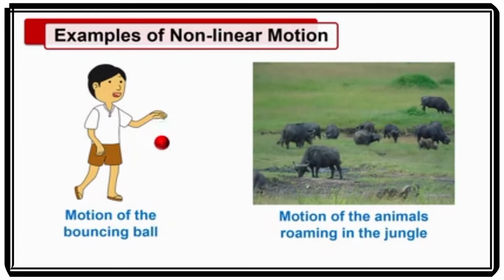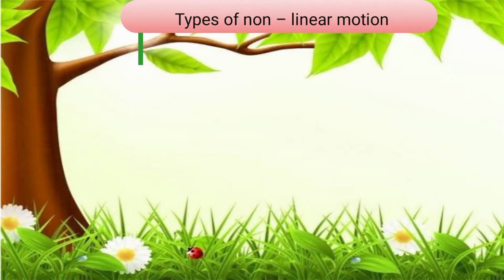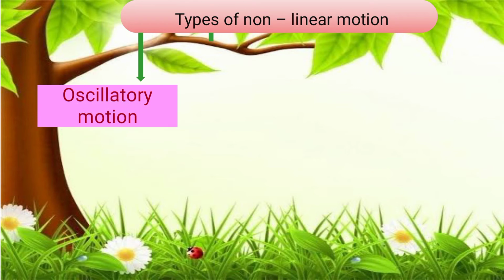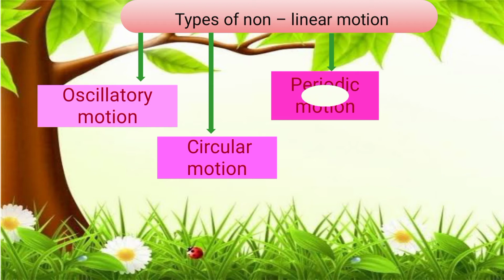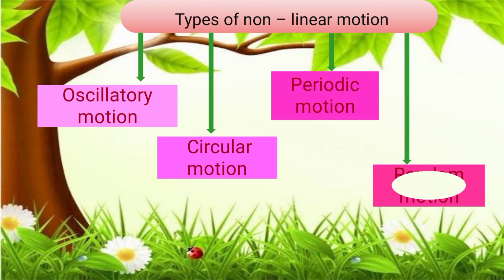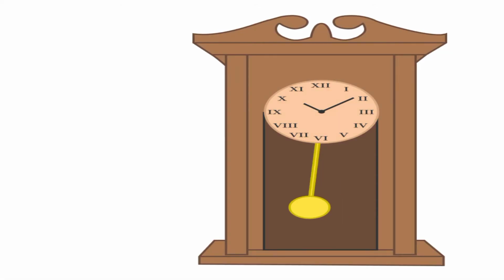An example of nonlinear motion you can give is the motion of a bouncing ball or the motion of animals roaming in the jungle. Now, types of nonlinear motion. There are basically four types. The first one is oscillatory motion. The second one is circular motion. Next is periodic motion. And the last one is random motion. So quickly we will study all the types of motion.